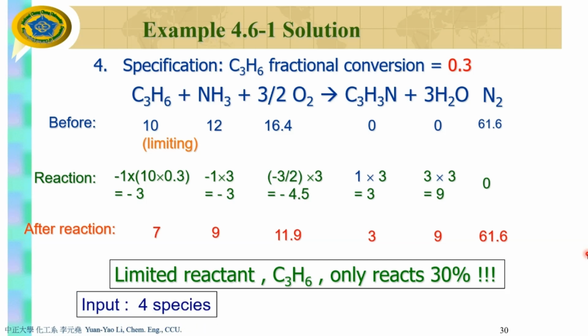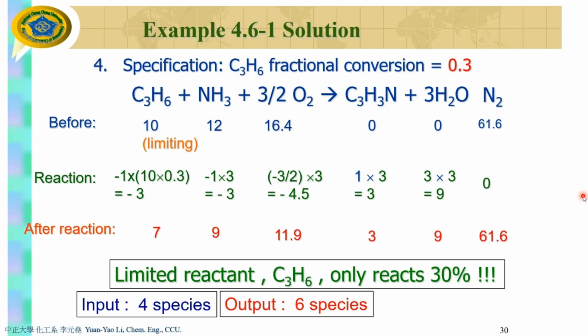So as you know, if you do the mass balance according to this equation, you have 4 inputs: 1, 2, 3, 4. And how many outputs do you have? You have 6 outputs, 6 species in the output stream. So be careful when you do the mass balance.